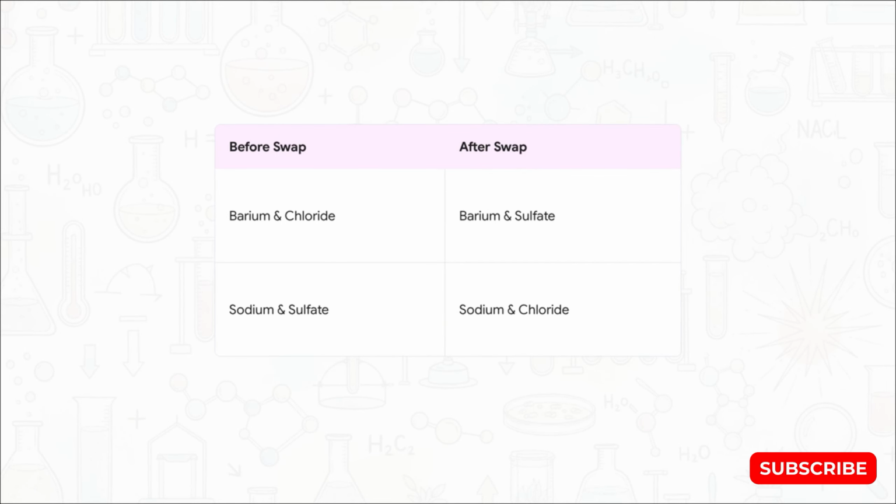But what if two compounds just decide to mutually trade? That's a double displacement reaction. The source uses a brilliant IPL cricket analogy here. Imagine two pairs of friends. In pair 1, barium supports the RCB team, but his partner chloride supports CSK. In pair 2, sodium supports CSK, and sulfate supports RCB. It's a bit awkward, right?